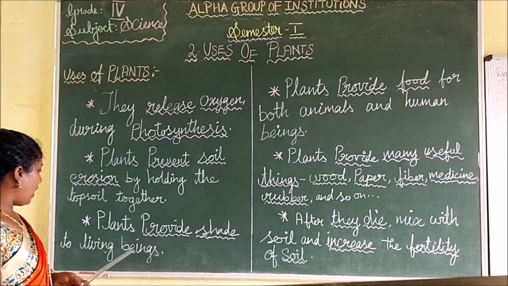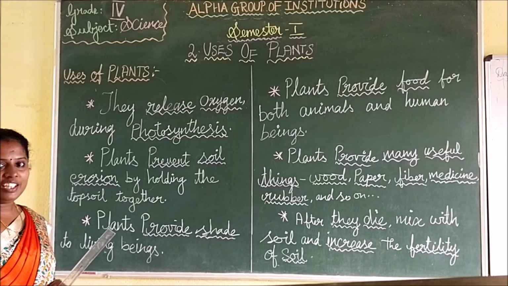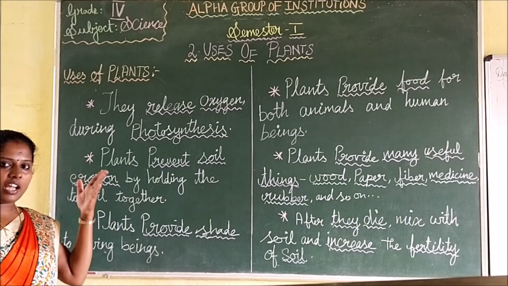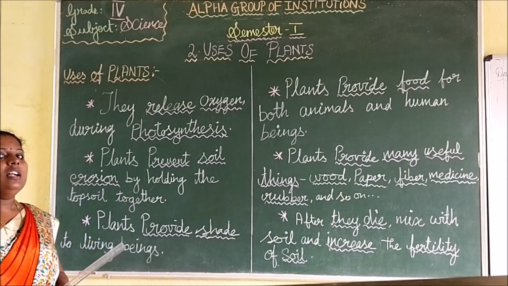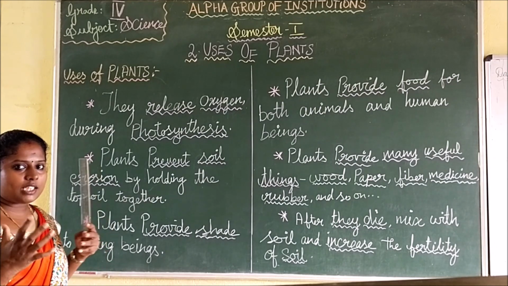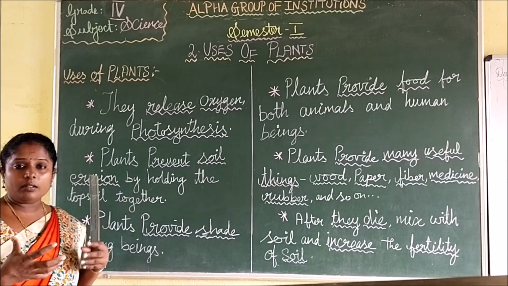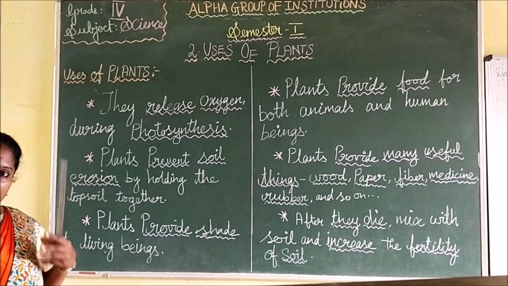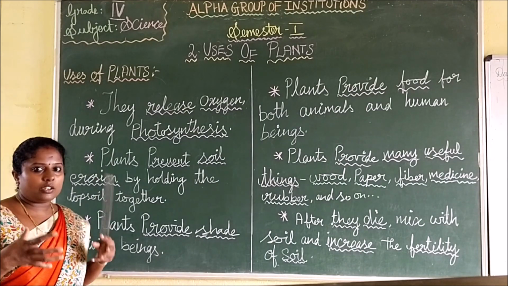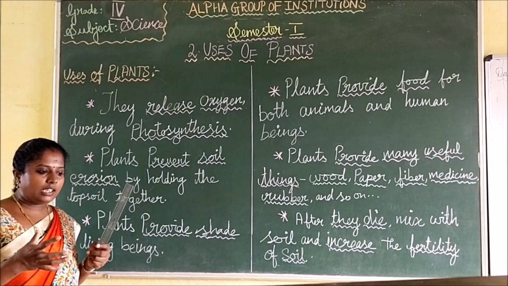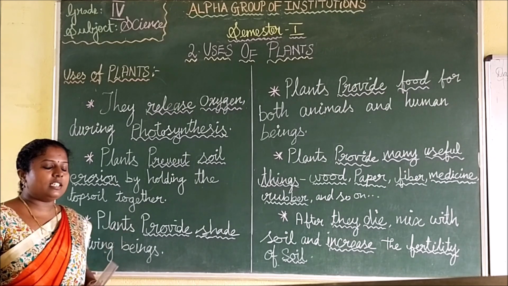Then plants provide shade to living things. All living things, we can get shade from the tree during hot sun, right? And we are getting fresh air and shade from the hot sun if we stand or sit under the tree.